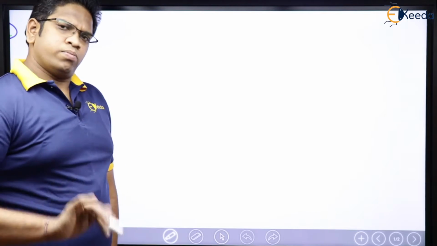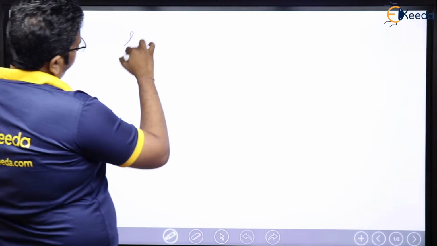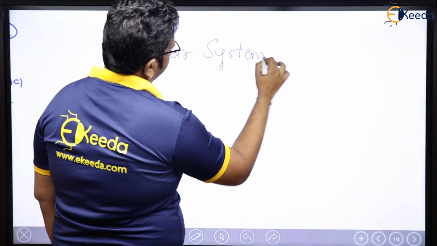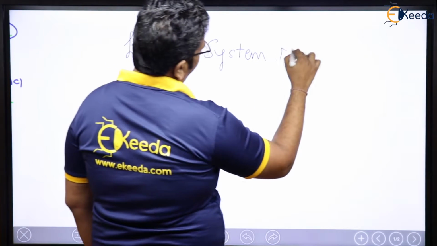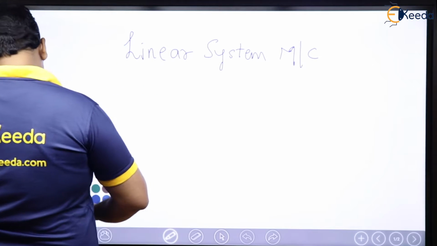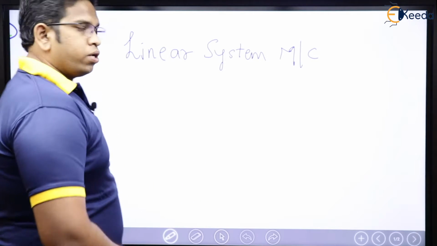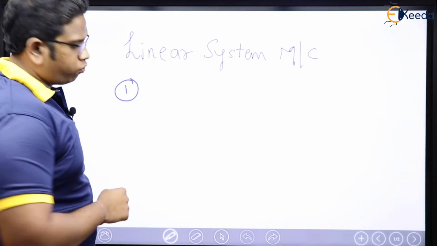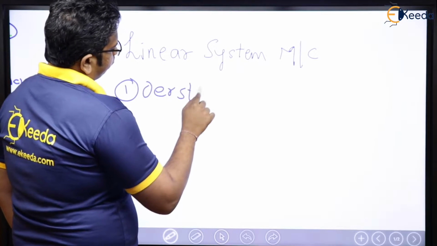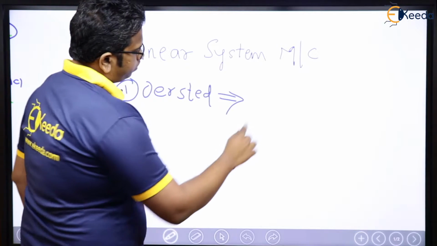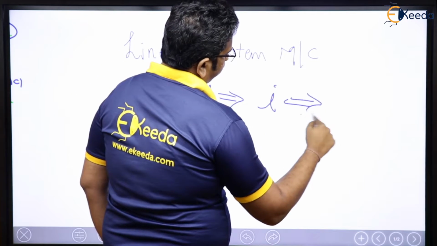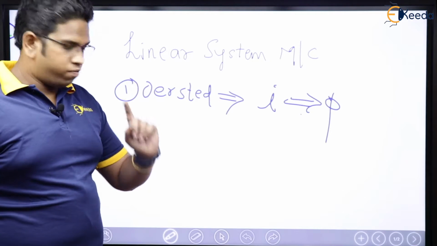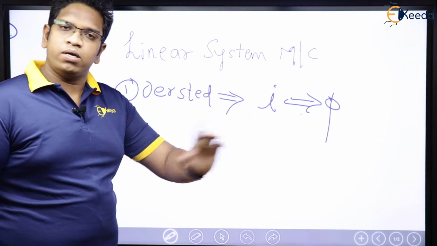In the first video, we had talked about something called linear systems, right? Linear machine, for example. In that, I told you that number 1, there was a scientist named Oersted, right? He said that whenever there is going to be electric current, there is going to be magnetic flux.